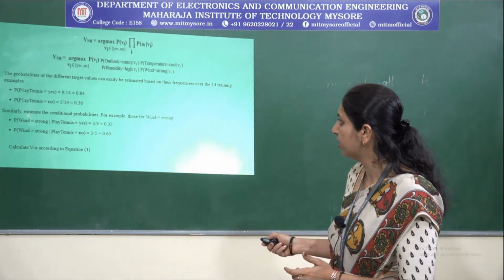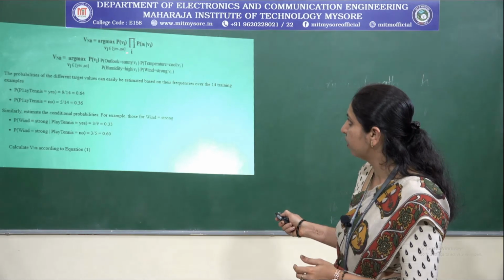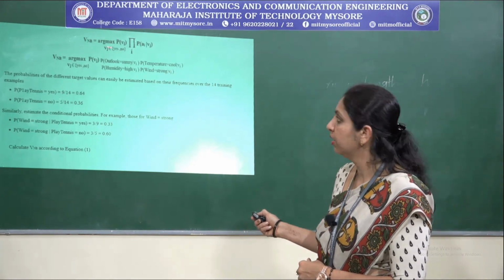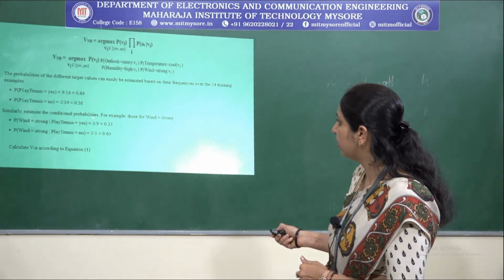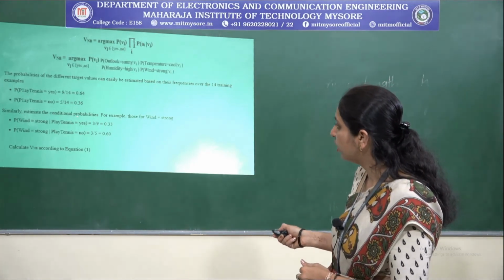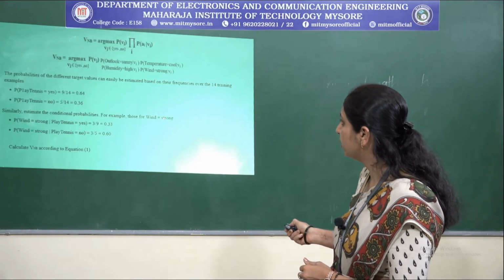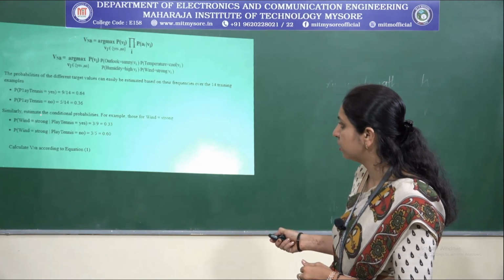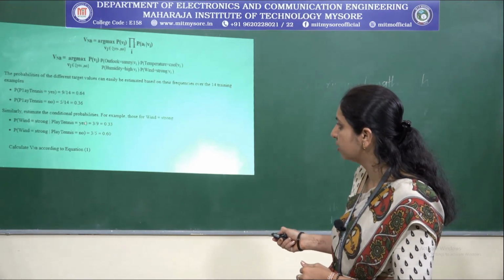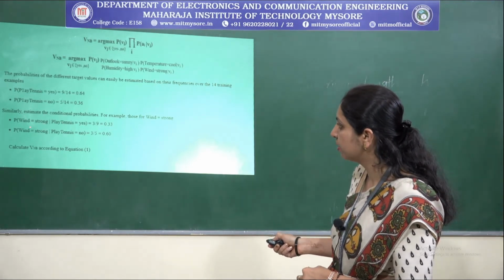Similarly, we estimate the conditional probability. We have calculated a prior probability, but we also need to find a conditional probability. Here only 2 values are taken as an example: wind equal to strong. The probability of wind equal to strong given play tennis yes. How can we calculate this?